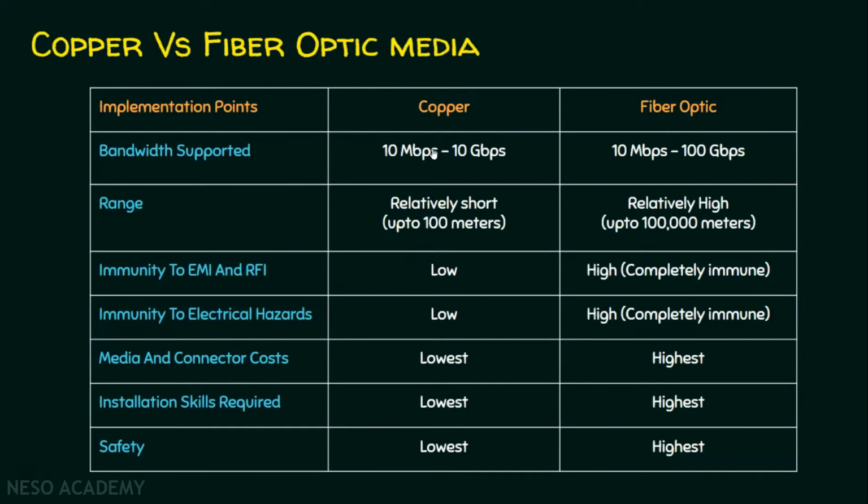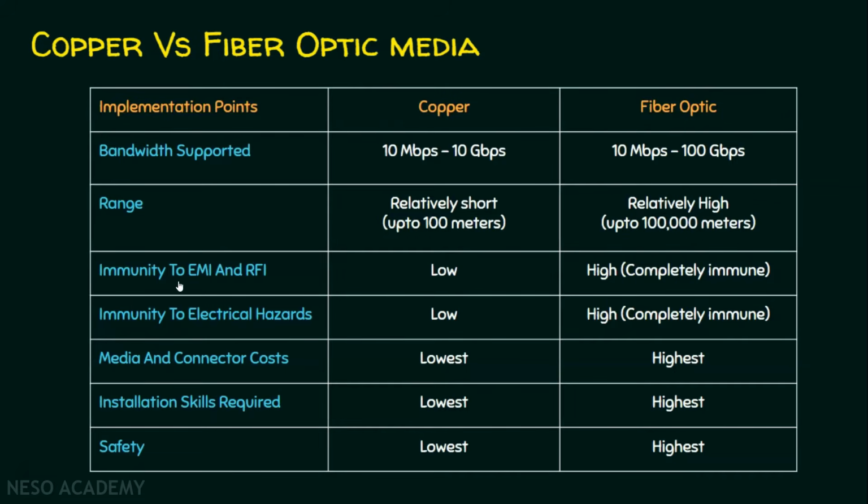So copper media ranges between 10 Mbps, that is 10 megabits per second, to 10 gigabits per second. And fiber optic media ranges between 10 megabits per second up to 100 gigabits per second. So fiber optic media has the highest bandwidth when compared with copper. And the range of copper is relatively short, up to 100 meters, whereas it is relatively high in fiber optic media, it can range up to 100,000 meters. Copper media's range is up to 100 meters, fiber optic media's range is up to 100,000 meters.